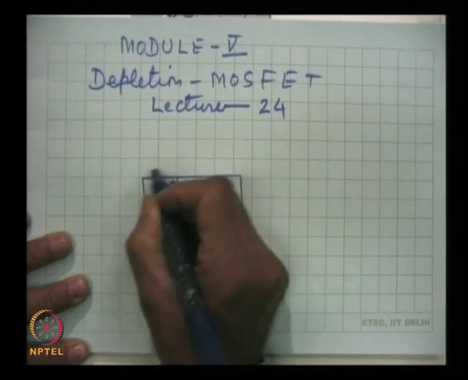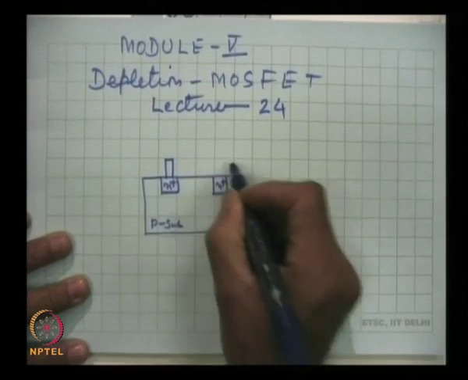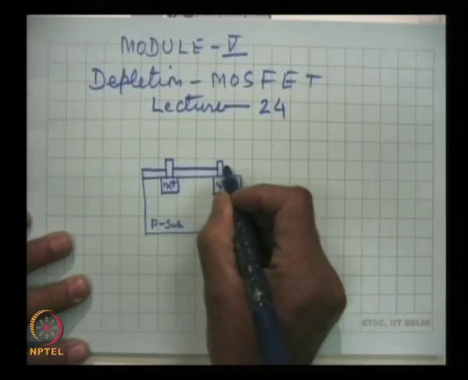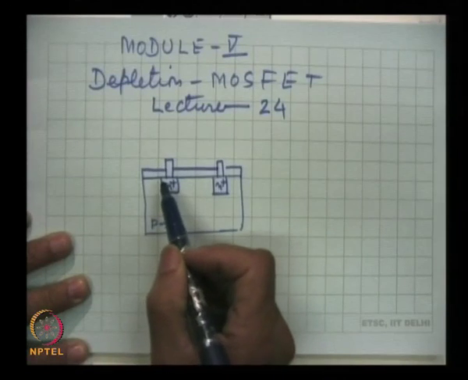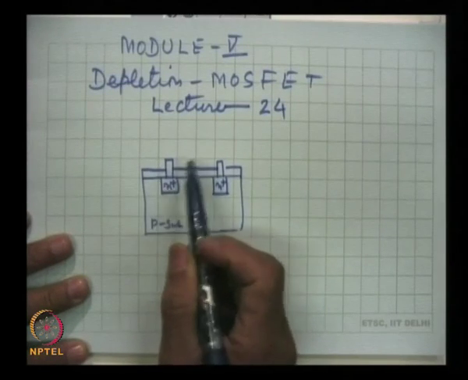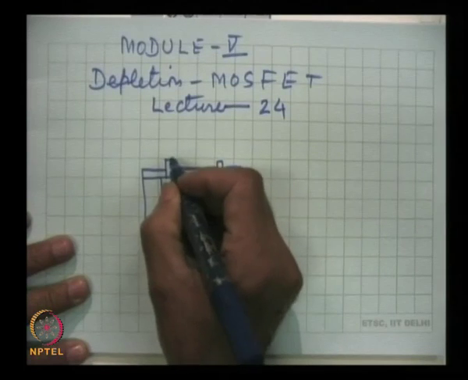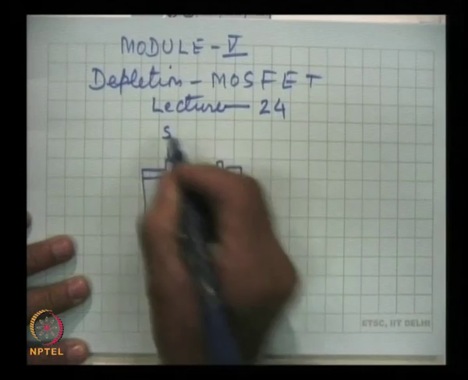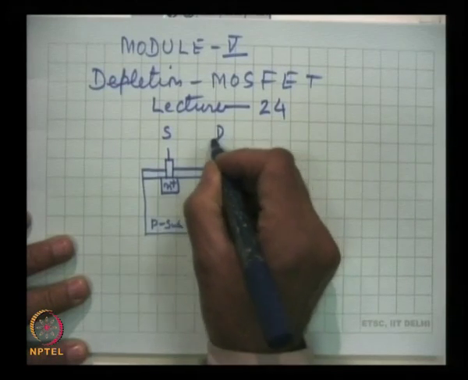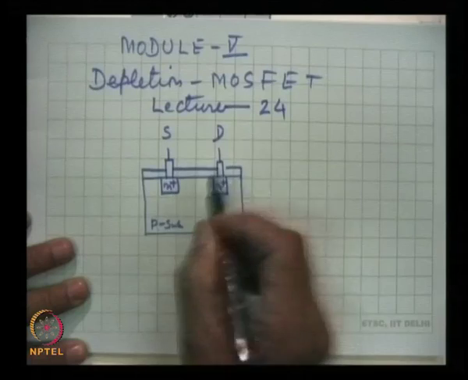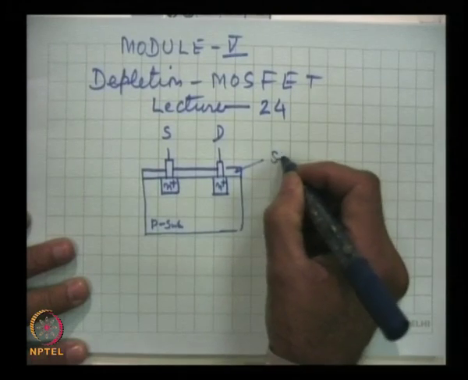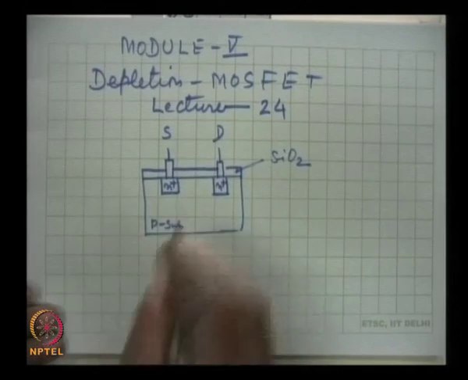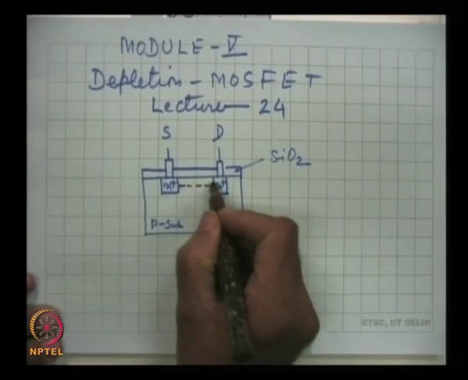and there is an oxide layer. This is the oxide layer, and by etching two windows in the oxide layer, we get the two electrodes. One is source S and the other is drain, and here this is SiO2. By ion implantation, a channel is created here.